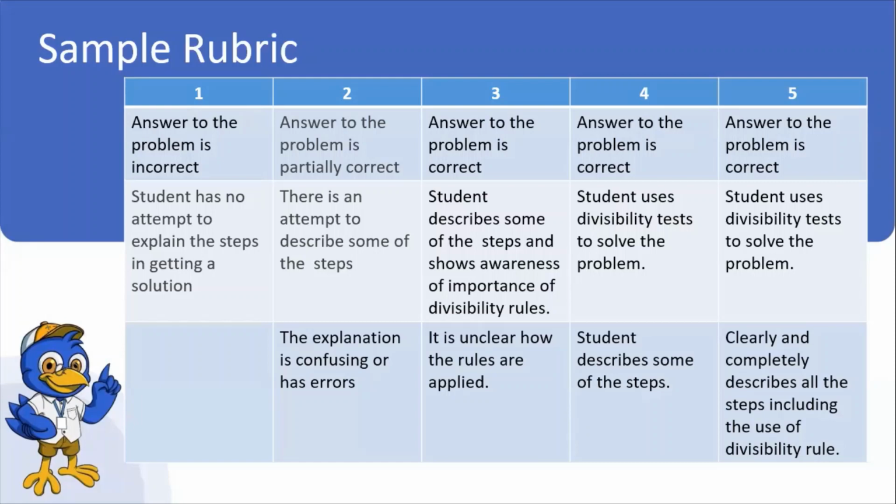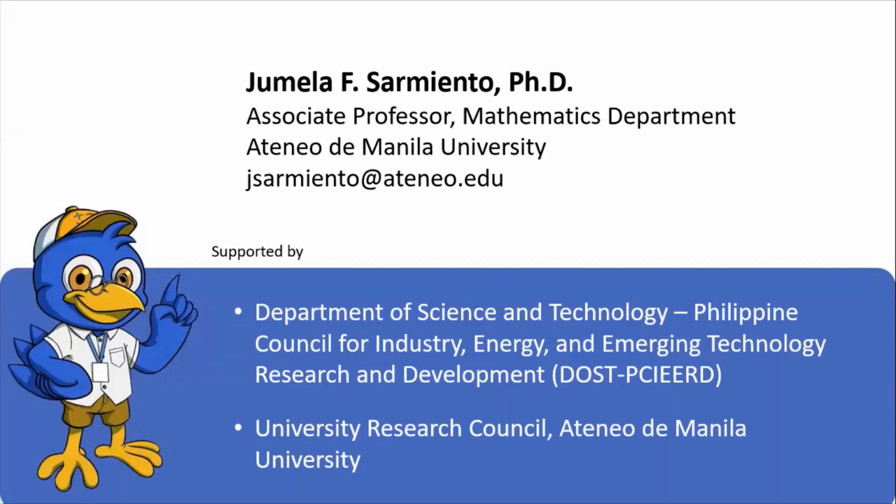You give the students a perfect score when the answer to the problem is correct and the student uses the divisibility test to solve the problem. Moreover, the students were able to clearly and completely describe all the steps, including the use of the divisibility rules. So this is just a sample rubric for the task I just mentioned. So these are just sample activities and assessment tasks. Of course, you may have other ideas.